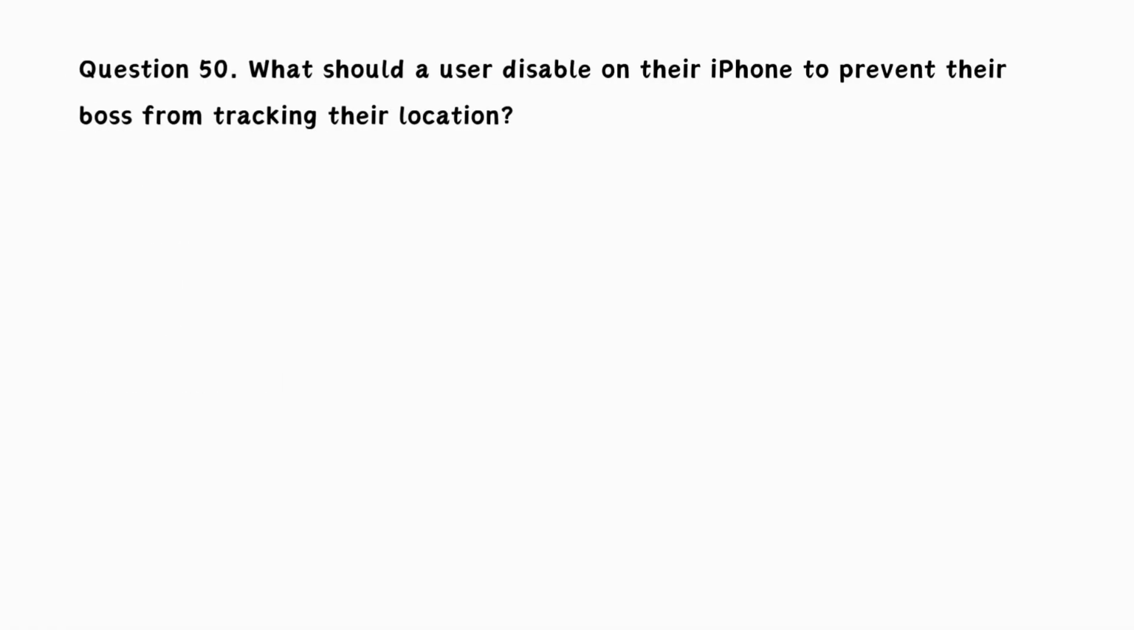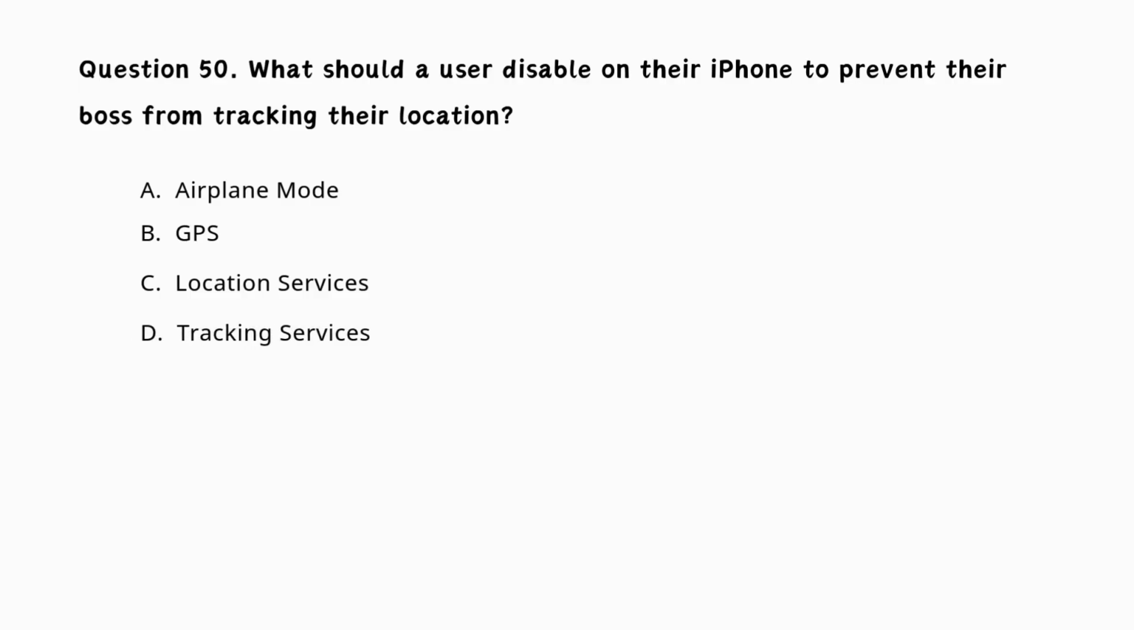Question 50. What should a user disable on their iPhone to prevent their boss from tracking their location? A. Airplane mode. B. GPS. C. Location services. D. Tracking services.